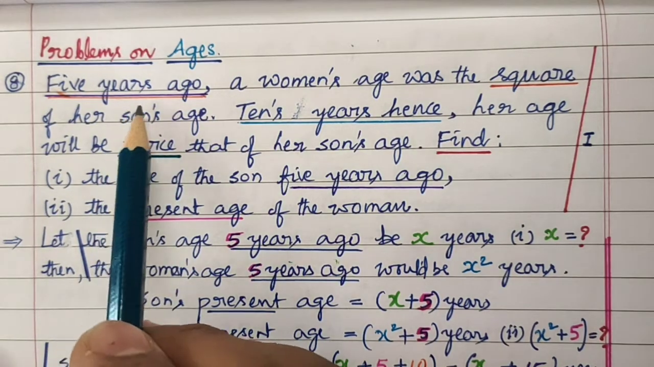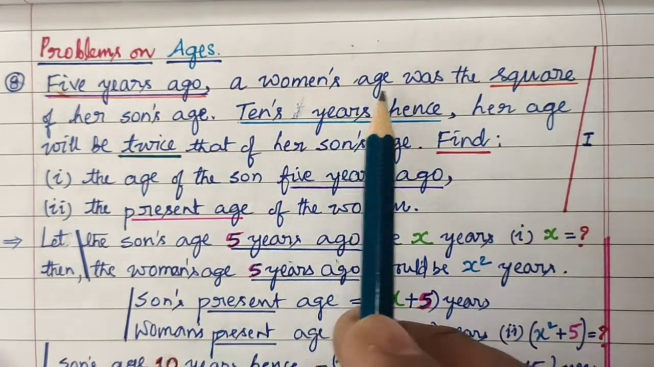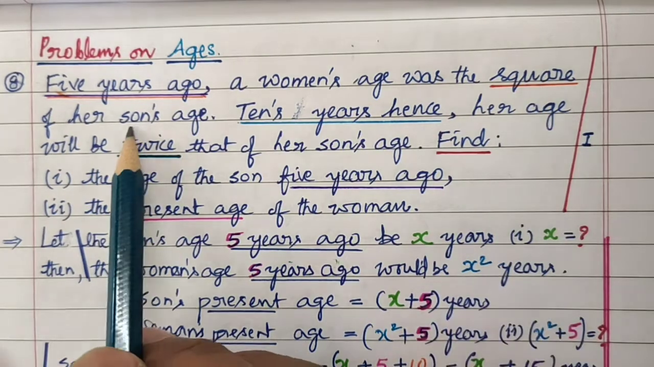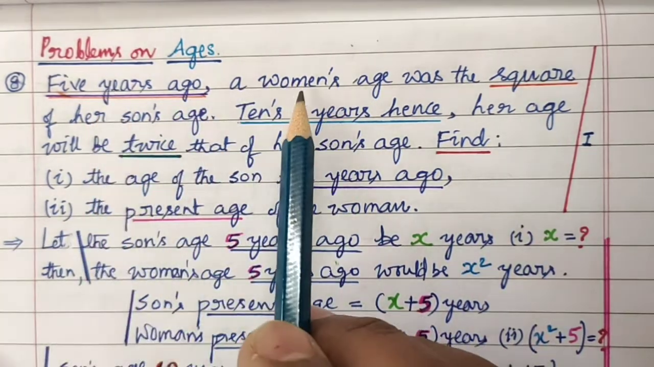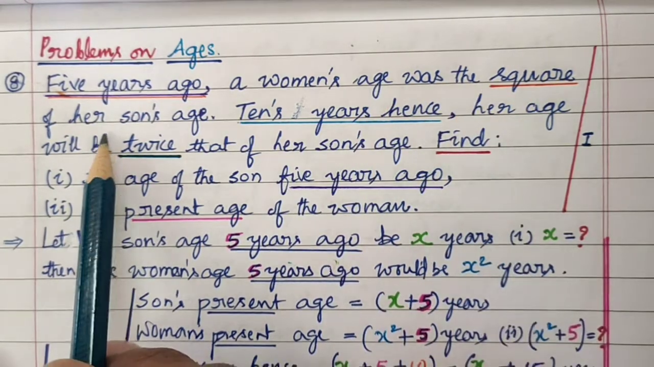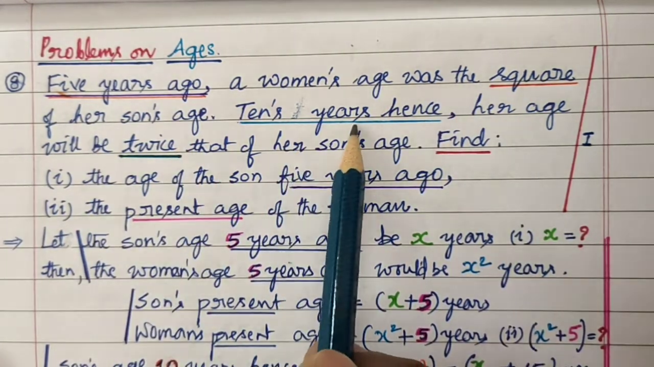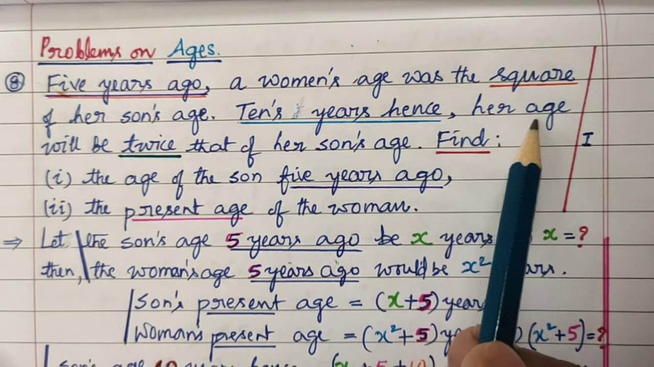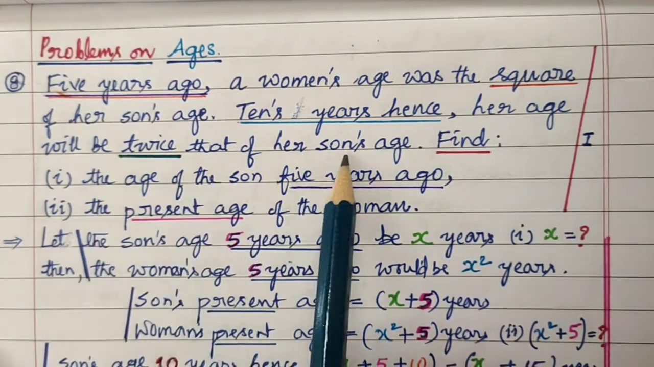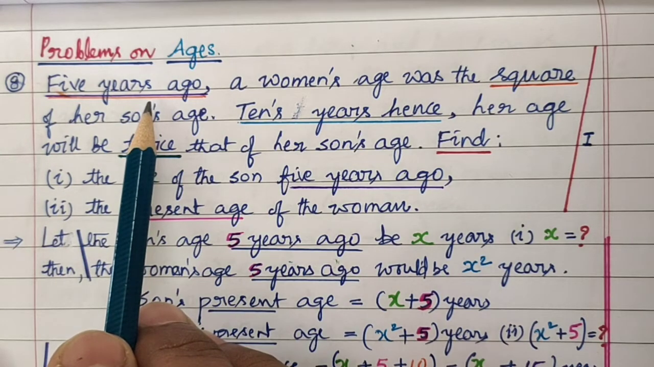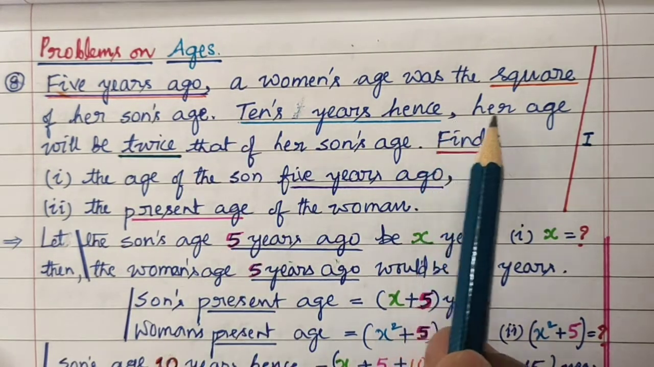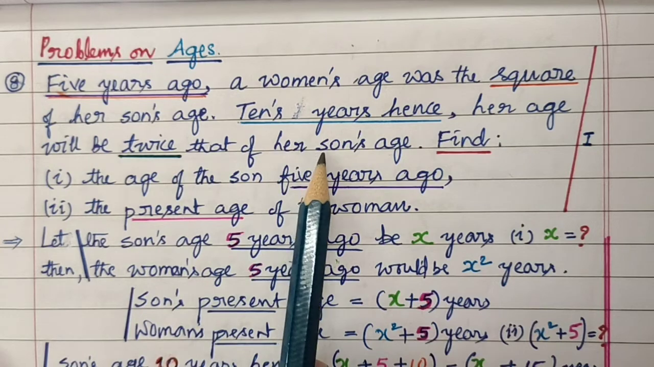Problems on ages. 5 years ago, a woman's age was the square of her son's age. They are not telling the present age. 10 years hence, 10 years after, her age will be twice that of her son's age. 5 years ago, what was her age?